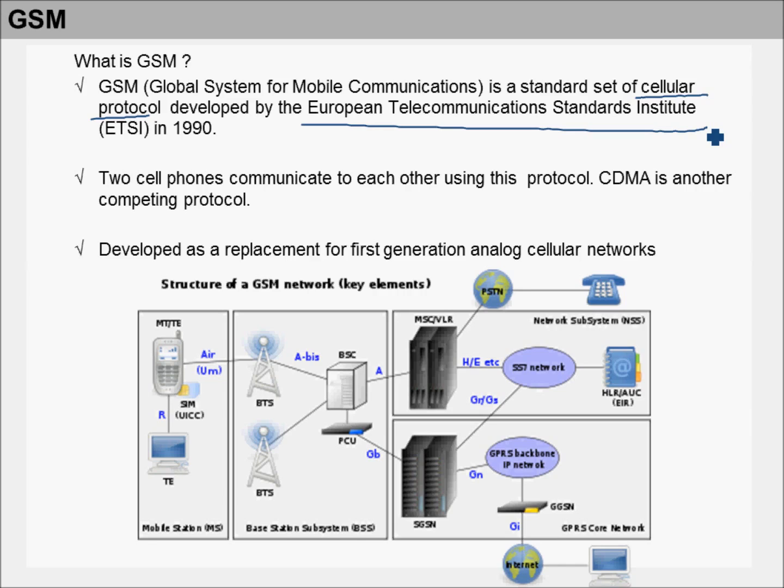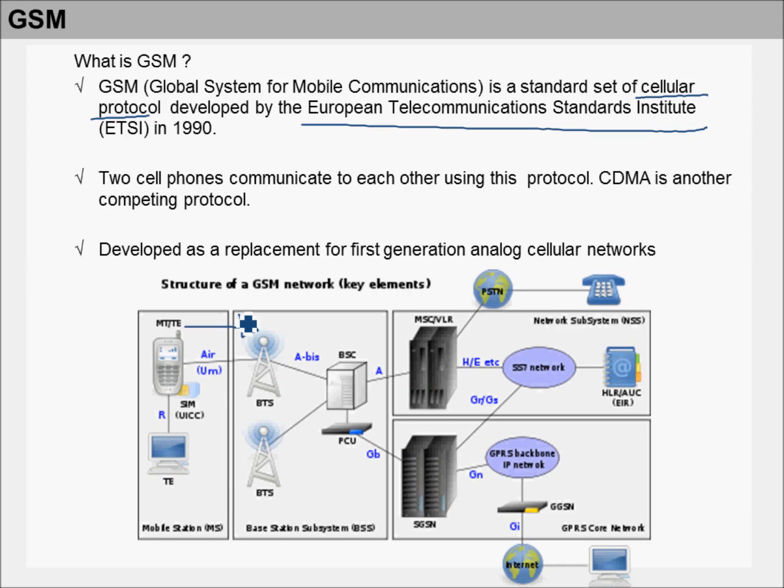Now, when two cell phones communicate with each other, they use this protocol, and here is a diagram which shows it. It talks to this, then it talks to the server, then it goes through the public switched telephone network and goes to the phone. So those are the things which we have to understand.